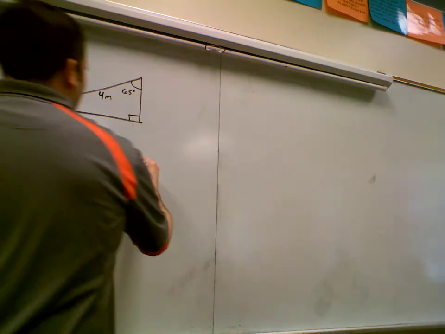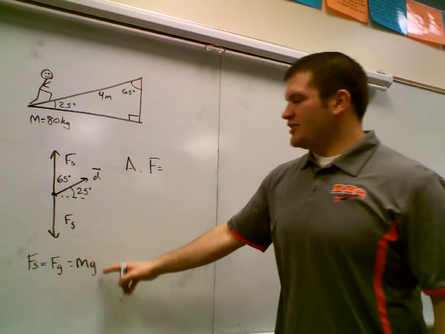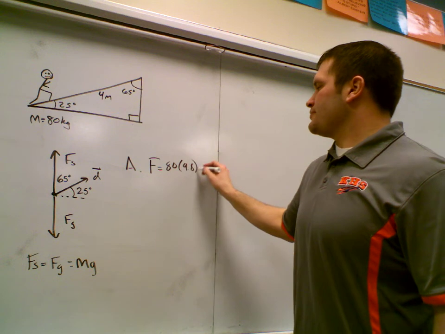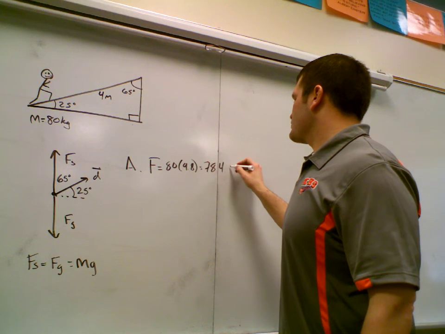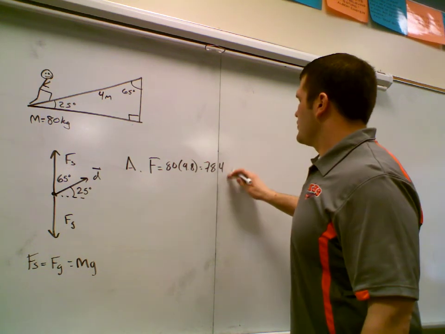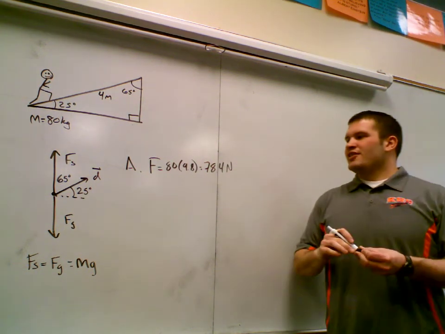So for part A, force equals mass times gravity. So 80 times 9.8, what is that? 784. Oh, not joules. Newtons. Okay.